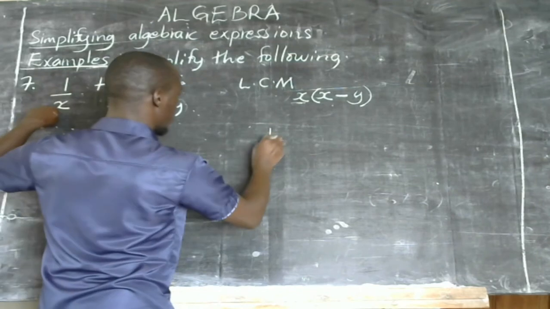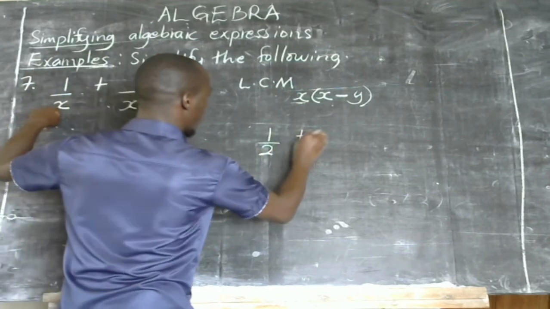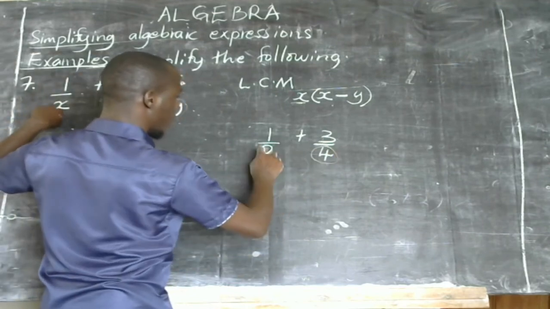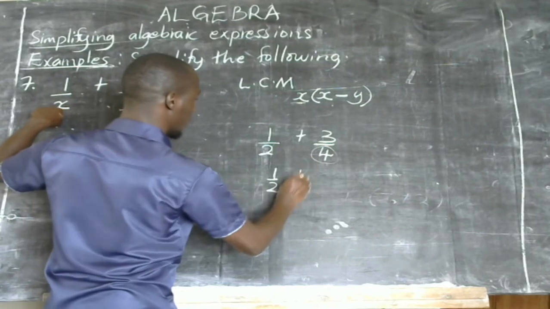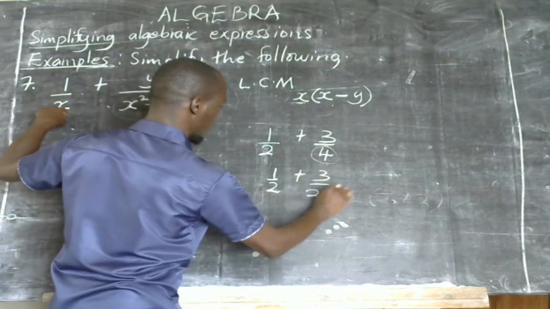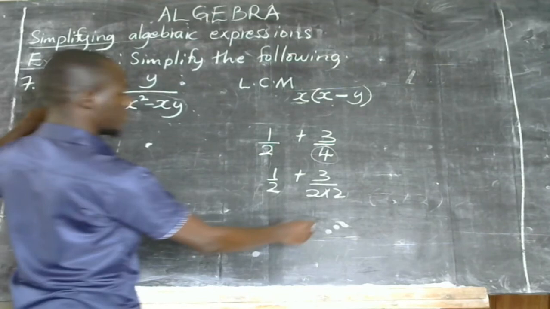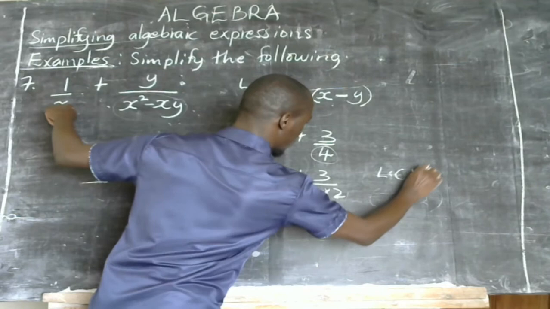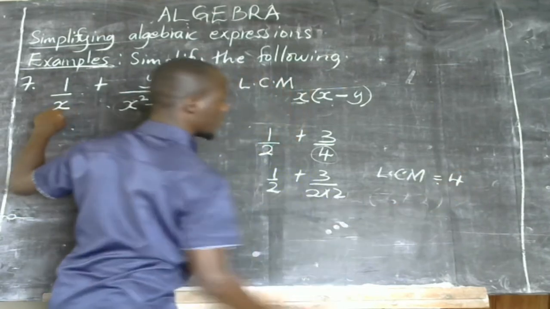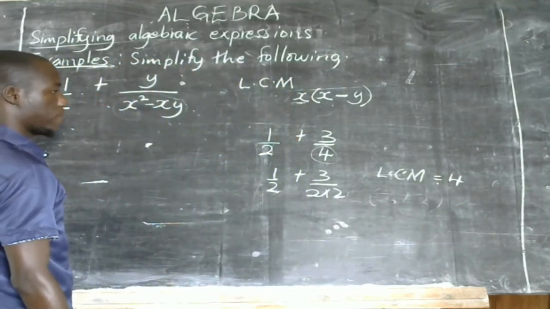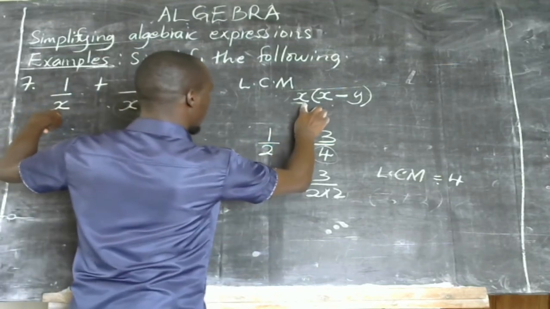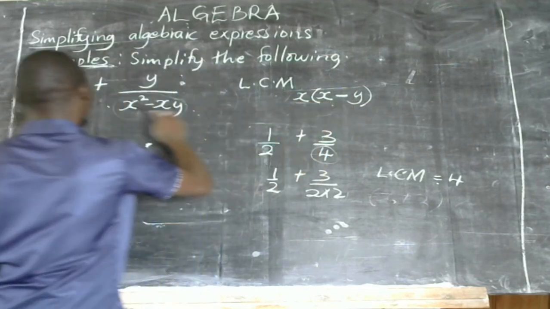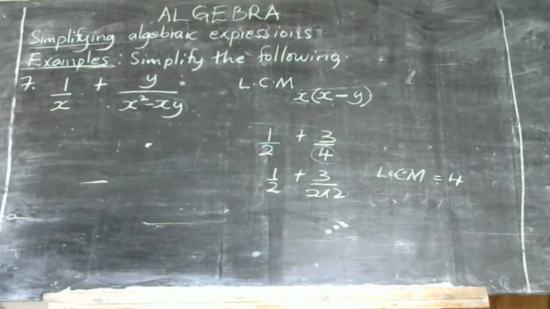Because if I have 1 all over 2 plus 3 all over 4, you see that this 4 has a factor of 2, that is a half plus 3 all over 2 times 2, right? So here we end up taking the LCM as a 4 there. That's why even here we are going to end up taking this as the LCM of both these denominators there.